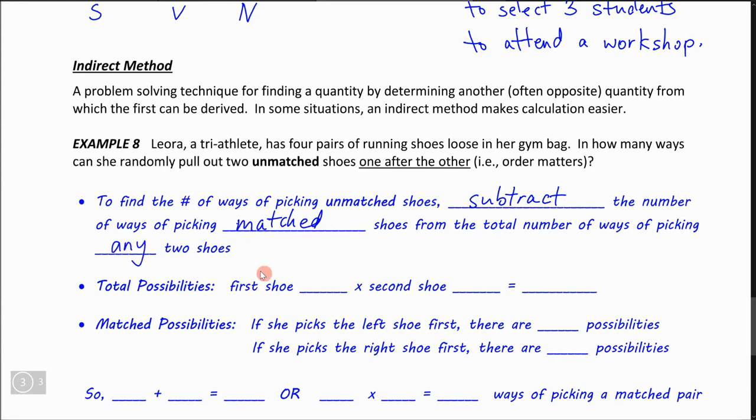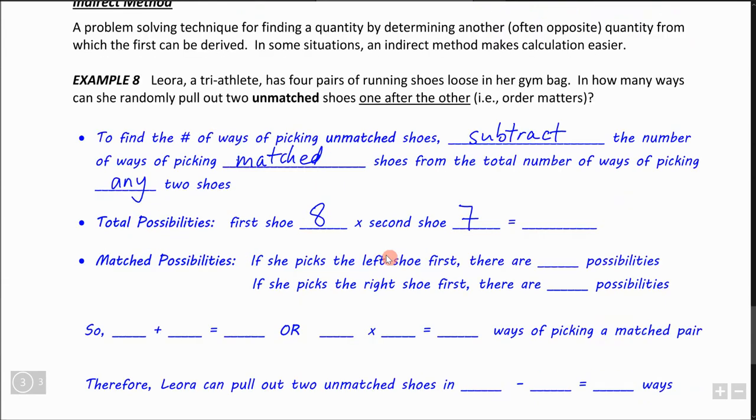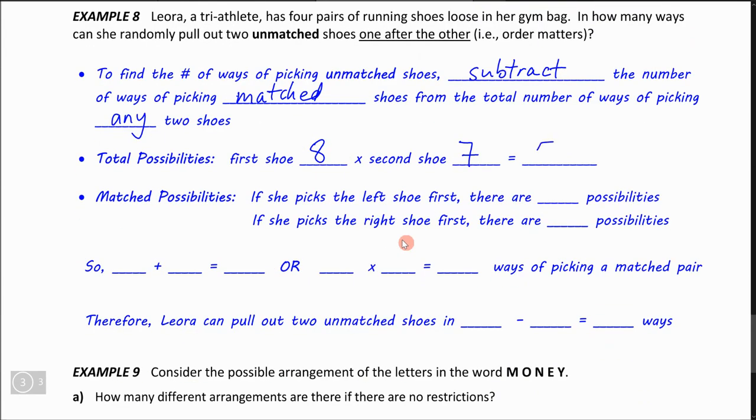Okay, so what are the total possibilities? Well, you have 8 choices to pick from your first shoe, and you have 7 choices to pick from your second shoe, because you reduce the number of choices by 1 after you pick the first shoe. You're not replacing anything. So there are 56 total possibilities.